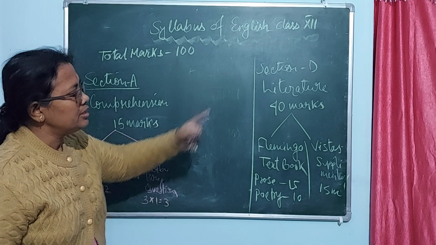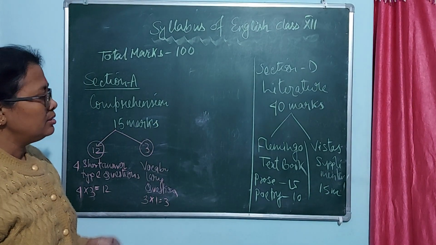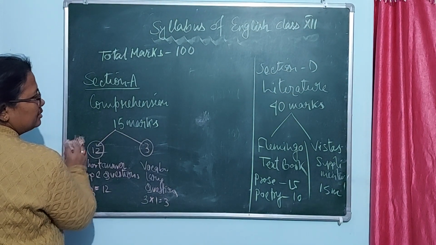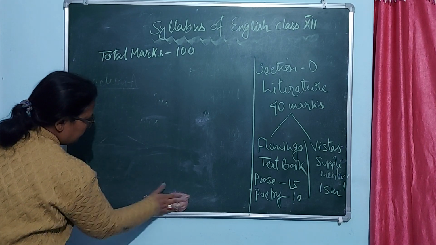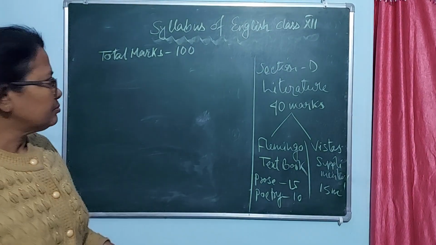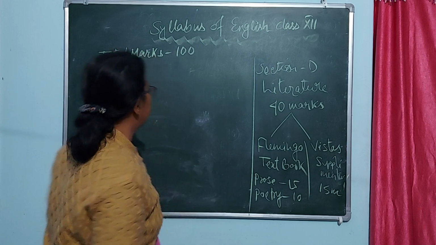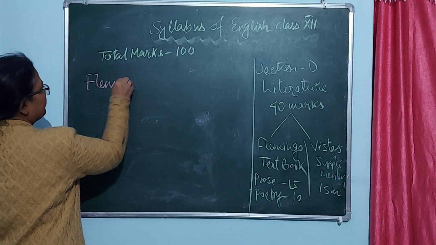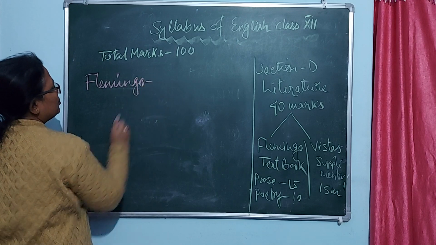Now come to section B. It is very important to understand or know the syllabus properly. Section D, literature part, 40 marks, Flamingo textbook, prose, and so from Flamingo. What is in Flamingo? Prose and poetry, 2 are there.